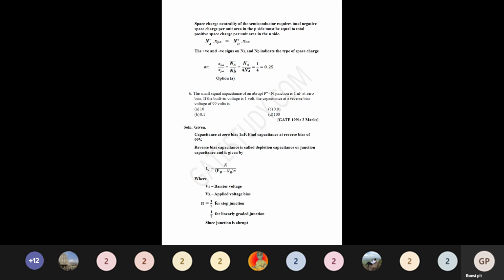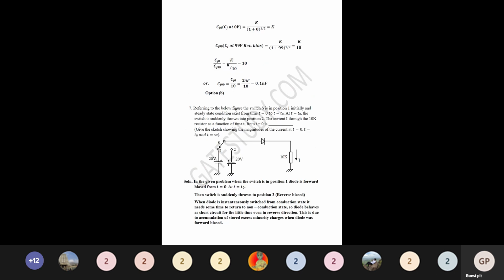Since here the junction is abrupt, Cj0, that is Cj at 0 volt, is equal to K divided by (1 + 0) the whole power 1/2, which is equal to K. Now Cj, the junction capacitance at 99 volt reverse bias, is K by (1 + 99) the whole power 1/2. 1 plus 99 is 100, root of 100 is 10, so K by 10.